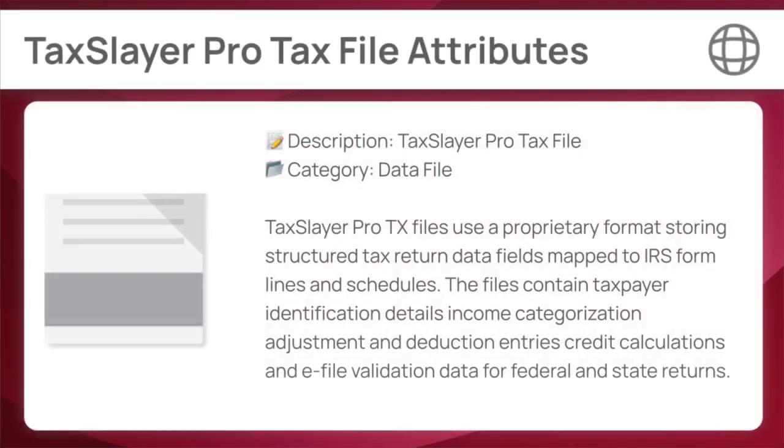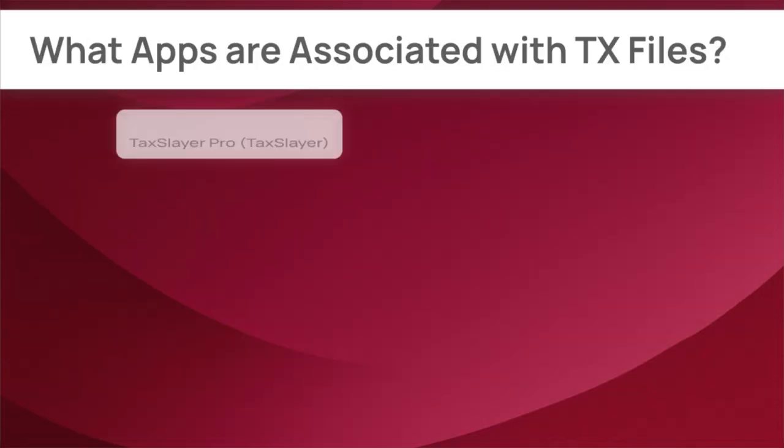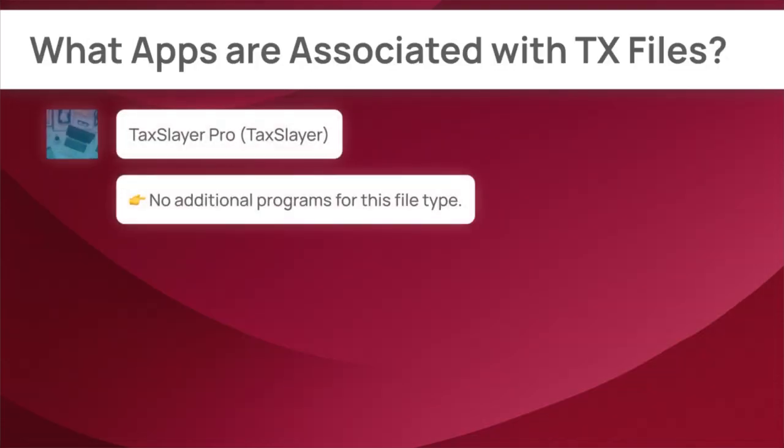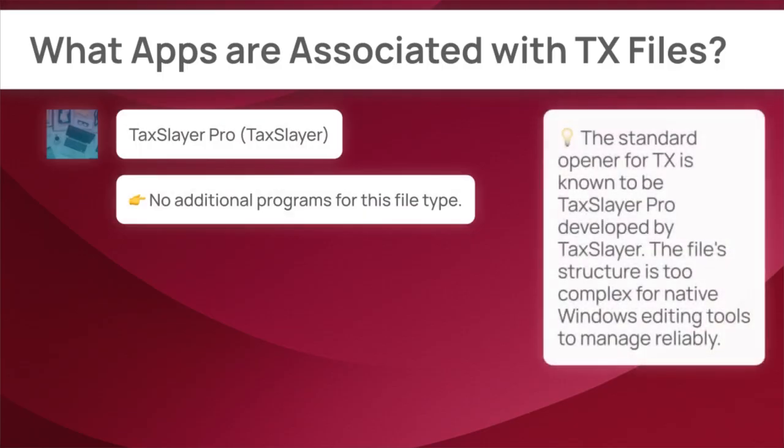TaxSlayer Pro TX files use a proprietary format, storing structured tax return data fields, mapped to IRS form lines and schedules. The files contain taxpayer identification details, income categorization, adjustment and deduction entries, credit calculations, and e-file validation data for federal and state returns. The common standard viewer for TX is typically TaxSlayer Pro from TaxSlayer. Document fidelity is only assured when opened with a dedicated program adhering to the standard. Windows exposes only limited internal information, meaning full interpretation depends on the generating tool.